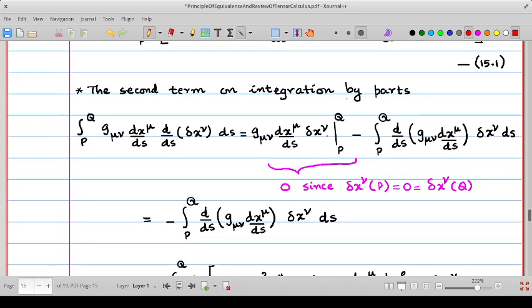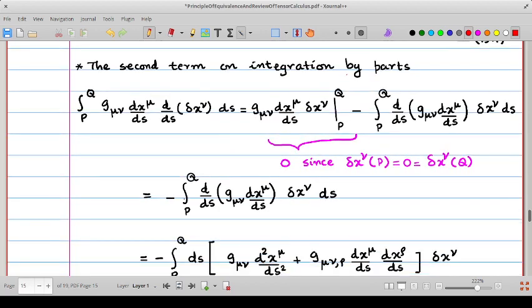Now the variation delta x is taken such that the variation is 0 at the initial and final points P and Q. So when we evaluate this at the boundaries, delta x nu at P is 0 and so is delta x nu at Q, and therefore the first term becomes 0. So this integral simply becomes minus the integral from P to Q of d by ds of g mu nu dx mu by ds times delta x nu times ds.